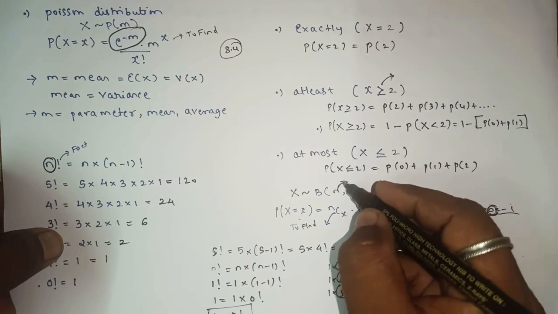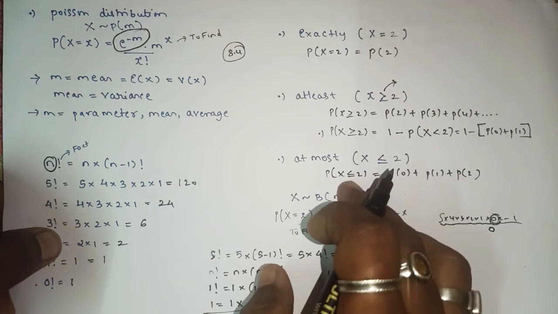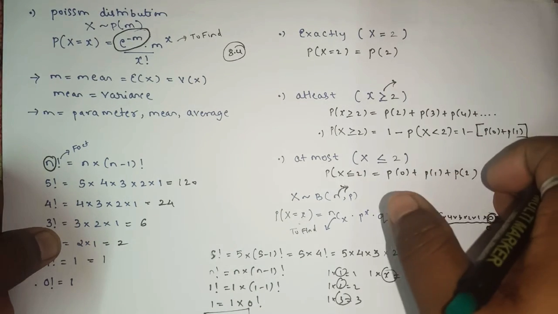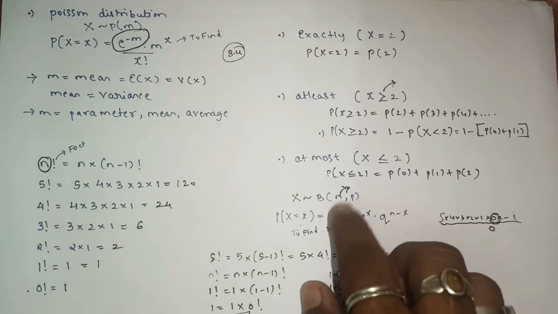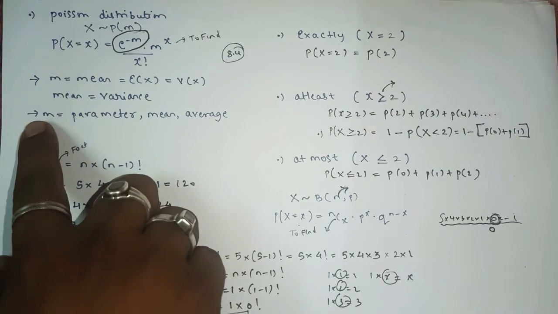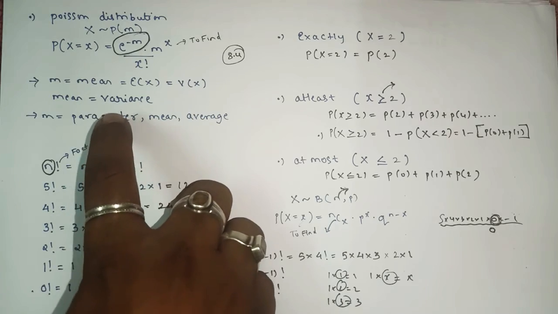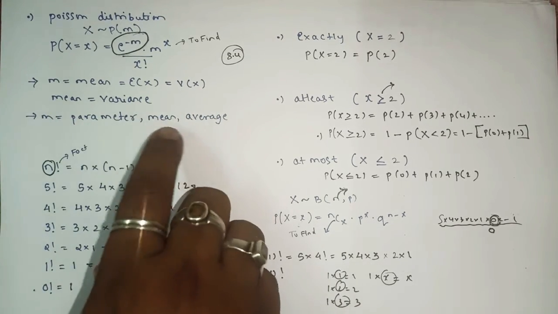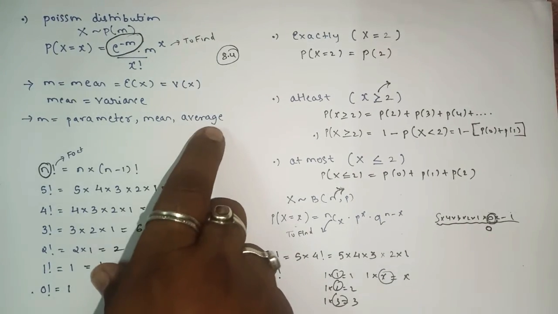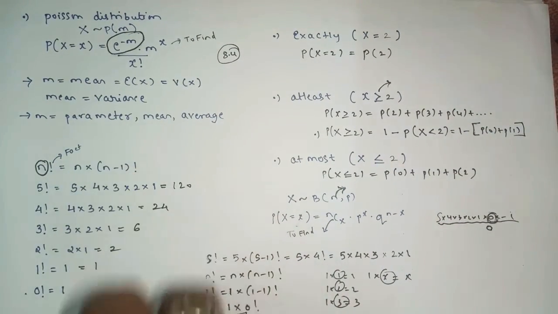As in the binomial distribution, n was replaced by many words. Yes or no? Times, number, selected. So like that here, m will be replaced by the word parameter, mean and average. If in the question you come across parameter 3, that means the value of m is 3. The value of mean is 3, so the value of m is 3. The average of so and so is 3, so average means the value of m.